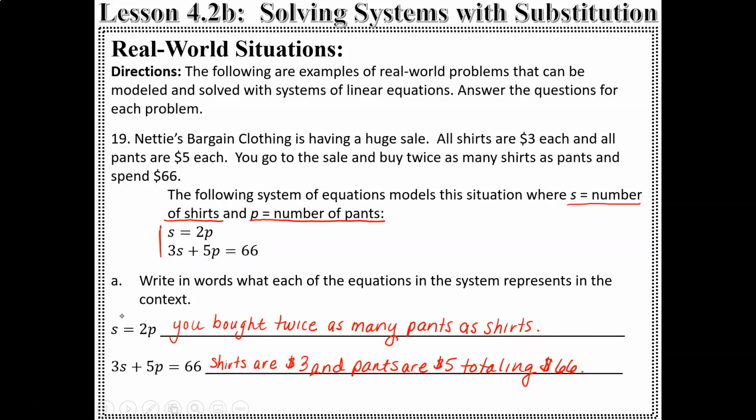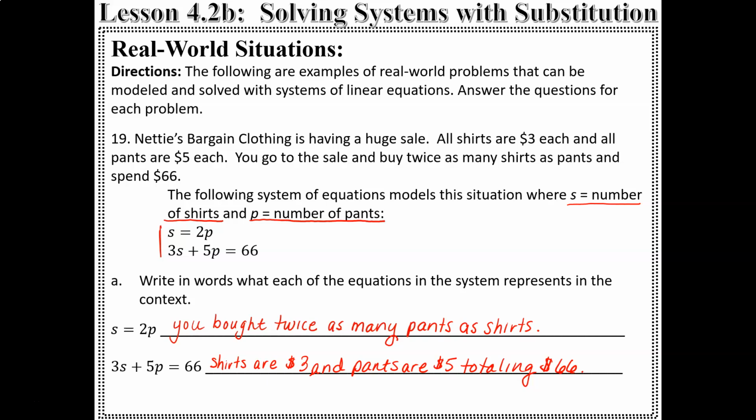Okay, word problems. Let's see how far we can get with these. So number 19. Nettie's Bargain Clothing is having a huge sale. All shirts are $3 each and all pants are $5 each. You go to the sale and buy twice as many shirts as pants and spend $66. We're going to make S the number of shirts and P the number of pants. They already give you the equations. So they said the number of shirts, or S, equals 2 times the number of pants. They said 3S plus 5P is 66.